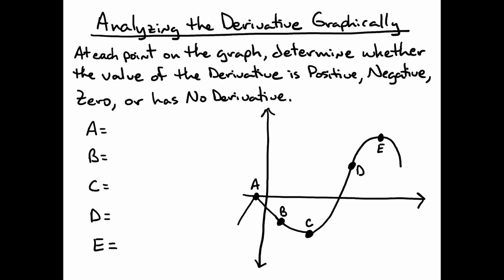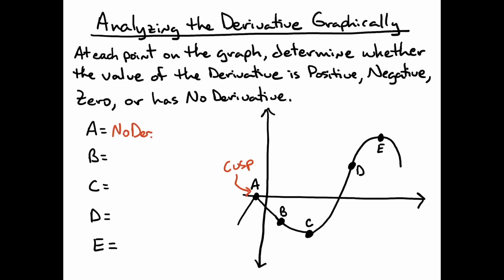Now let's first take a look at point A. Point A is what's called a cusp, right there at point A. It's a sharp point on the graph. Hopefully you recall that the derivative cannot exist at a cusp because we cannot draw a tangent line right there. So at A, we have no derivative.